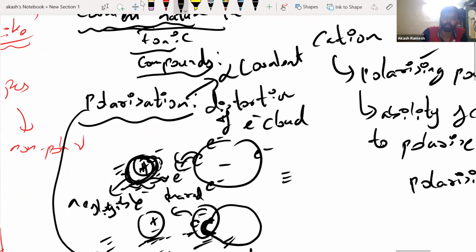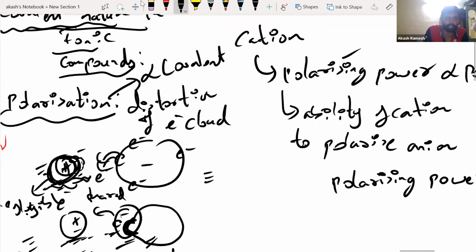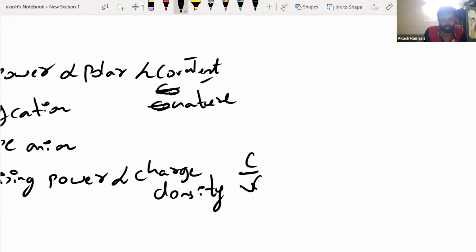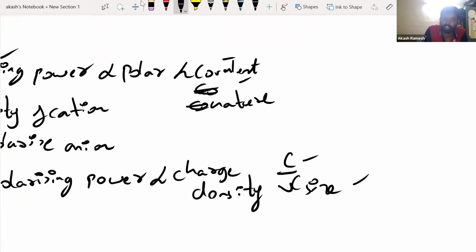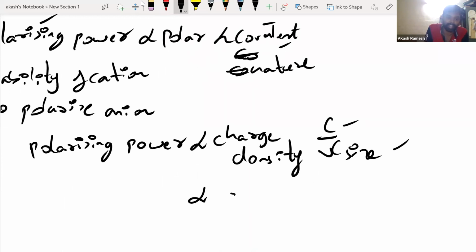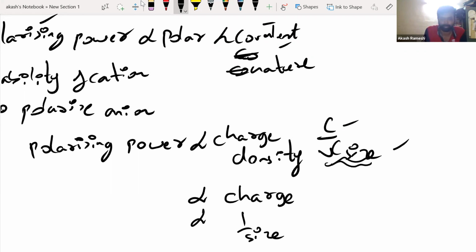Now, we know that charge density is charge divided by the volume or size, whatever you want to call it. If I consider charge and size as different parameters, you can easily tell that the polarizing power is directly proportional to the charge. The more the charge, the more the attractive force. And it is inversely proportional to the size, because size comes in the denominator. A smaller cation has more polarizing power than a very big cation. Same way, a cation having +1 charge has less polarizing power than a cation having +2 charge. Hope you're all getting this point.